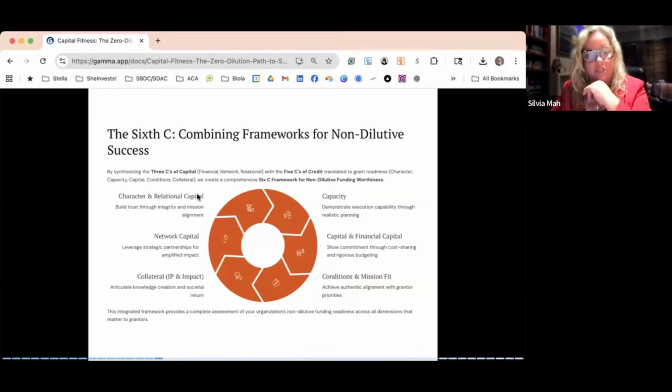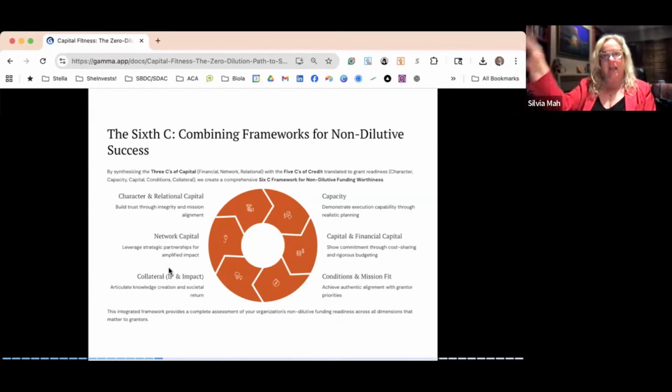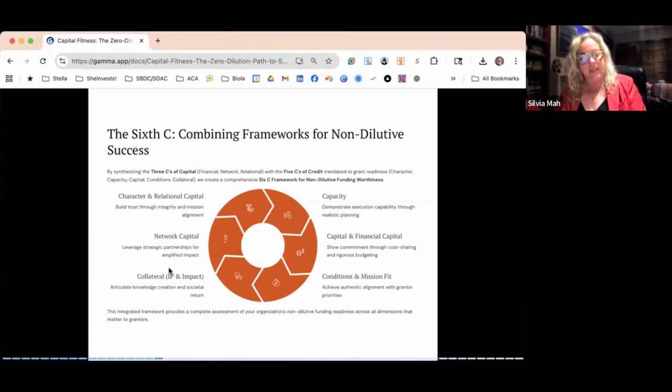So character and relational capital is that trust piece over here. Then network capital is leveraging strategic partners for amplified impact. And you can also think about network capital as what's the next step for you, right? If they fund you $1 million, then what would be your next step? I actually have that network to be able to carry on that funding next. The collateral is IP and impact. Then capacity is demonstrating execution.